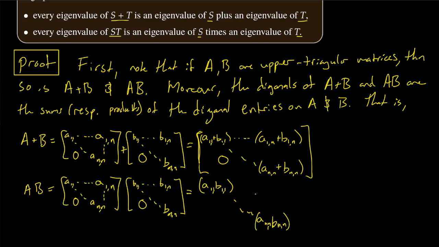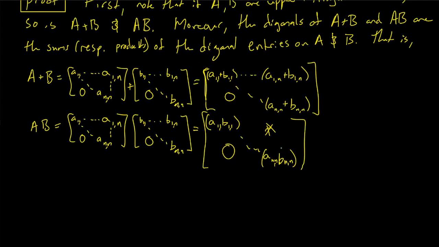And over here is just some stuff. It doesn't really matter what it is. You can write out the formula for it. It's not terrible. But the whole point is that the things in the diagonals are the products of the diagonal entries in A and B.